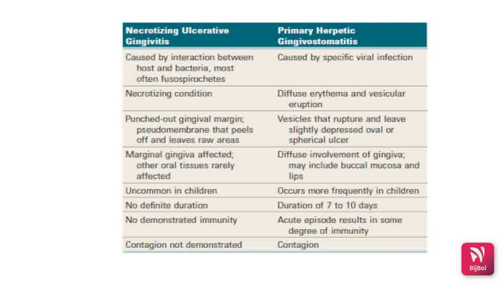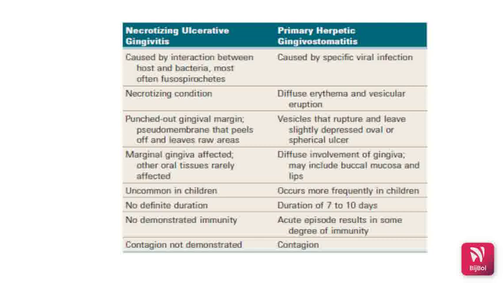Once the pseudomembrane is not present, the gingival margin is shiny, red and hemorrhagic. Whereas in PHG, the vesicles that rupture leave a slightly depressed oval or spherical ulcer. In NUG the marginal gingiva is affected, mainly the interdental papilla, which may extend into the marginal gingiva, whereas the attached gingiva and the oral mucosa are rarely affected. In primary herpetic gingivostomatitis there is diffuse involvement of the gingiva. It may even include the buccal mucosa and lips.